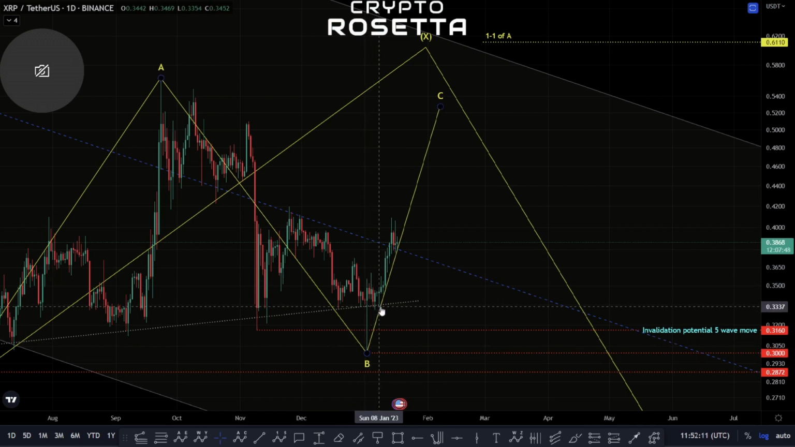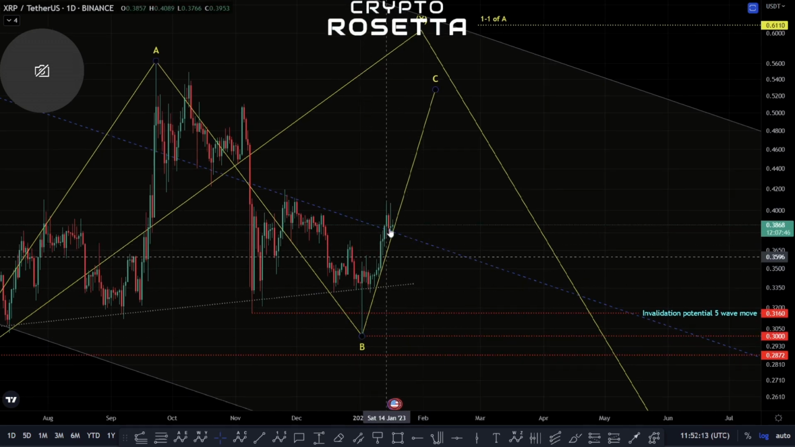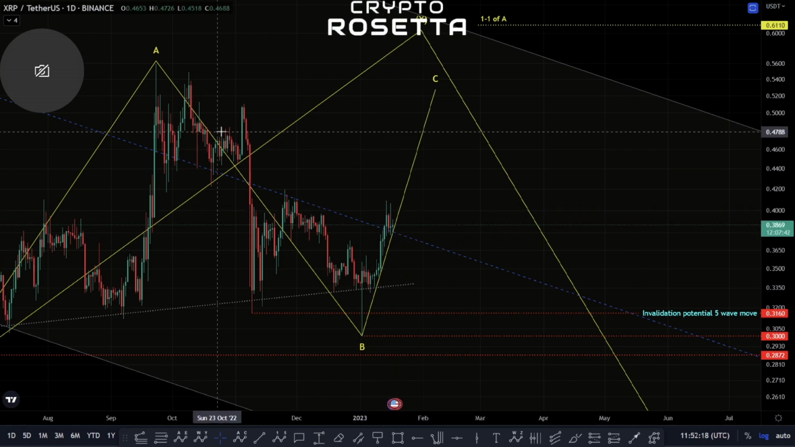break down, because at the moment we just have a 3-wave move, and 3-wave moves are corrective moves. And when we get a corrective move, it means it's counter trend. So that means that we're going to continue in the trend direction after the corrective move has completed. So this is just something we need to bear in mind. So it is possible, like I said, we could be setting up for the C wave.